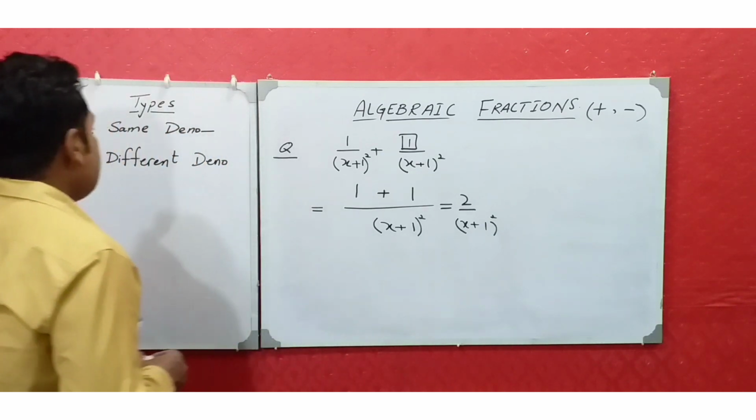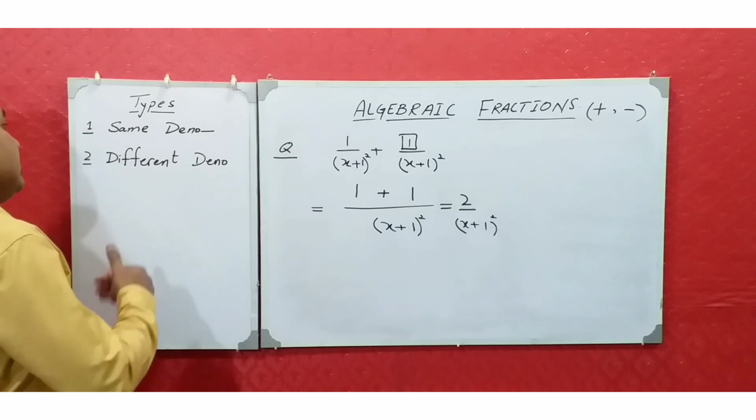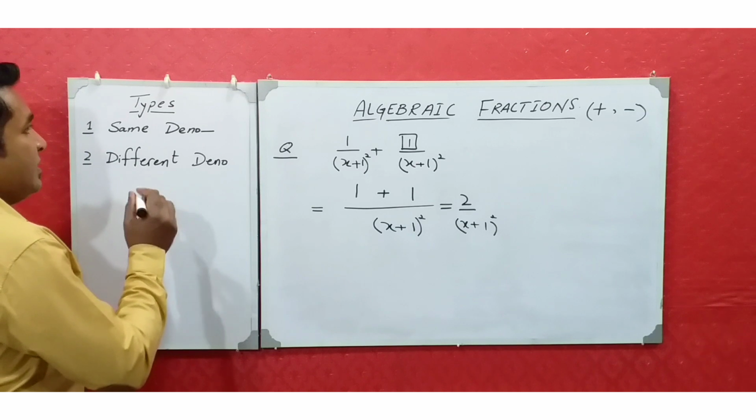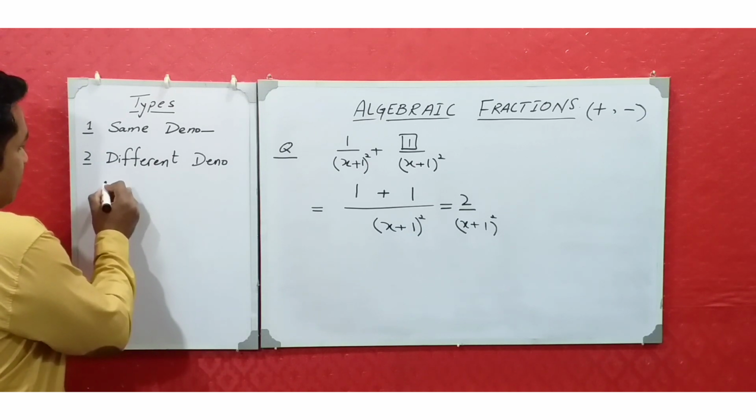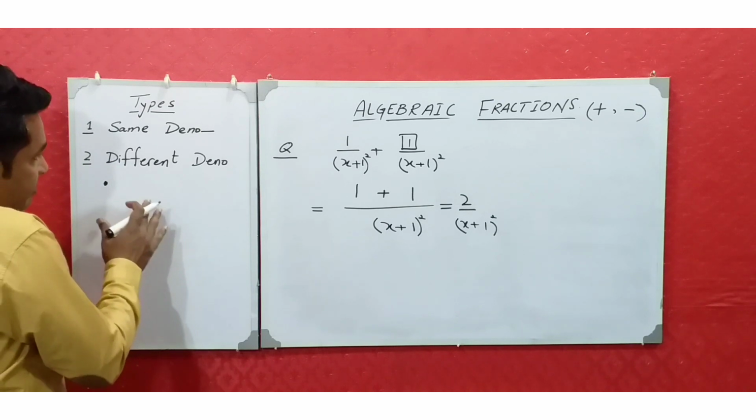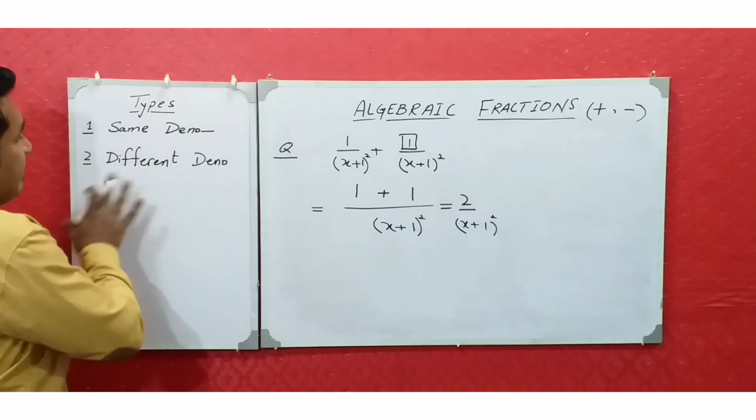this second type of fraction is further categorized into 2 or 3 parts. Denominators are different, but they are not multiples of each other.